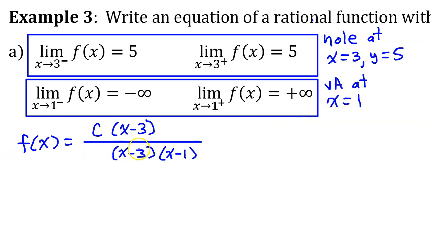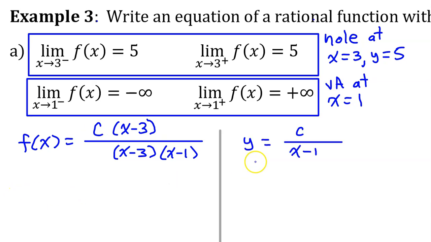So this is basically what the function is. We just need to figure out what c is. Consider the related equation y equals c over x minus 1. This is the equation we would get after canceling out the x minus 3's. In other words, this is the same as f of x, but without the hole. The y value at x equals 3 will be the y value of the hole.